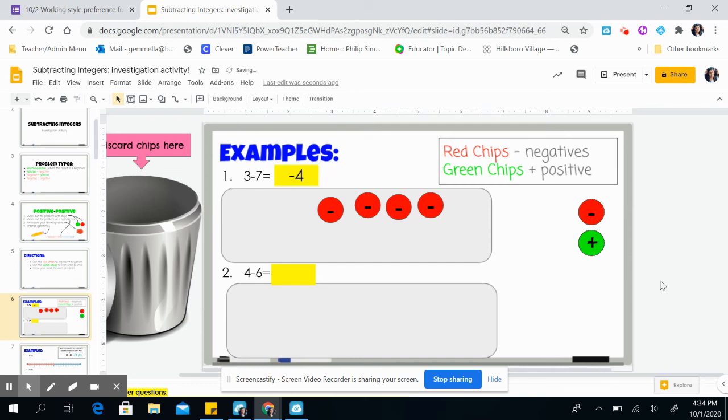Okay, thinking about that same idea, your job now is to use the positive and negative chips on your mat, create this expression, and solve. Once you are done, make sure that you put your solution in the yellow box because this will be graded later.